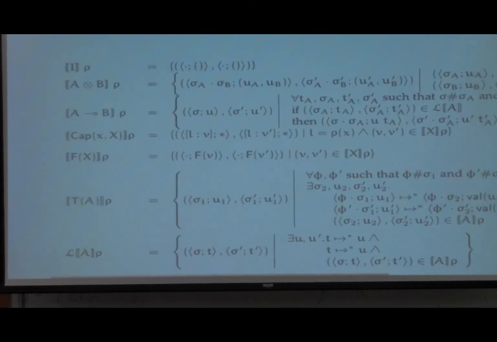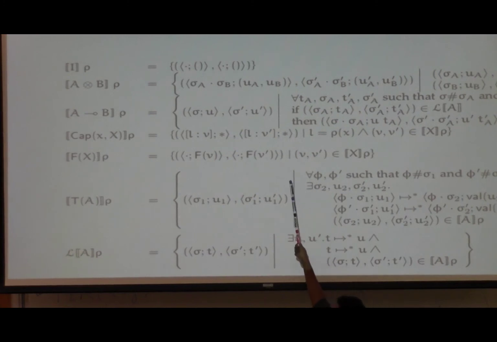So when you look at the capability type, I'm going to skip over functions because I think looking at capabilities will illuminate things a bit better. What's going to happen is that we're going to say that a value of capability type is just a unit, but it's a unit where the memory it owns is the one element heap, where L points to V and L points to V prime, and L is equal to rho of X, and V and V prime are related at X.